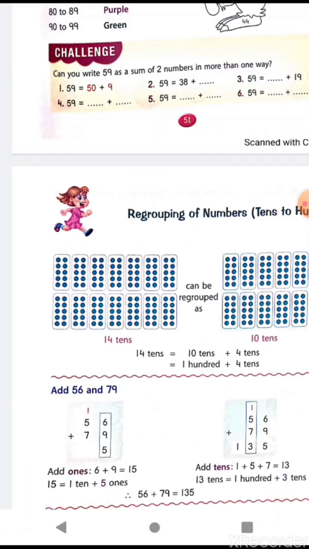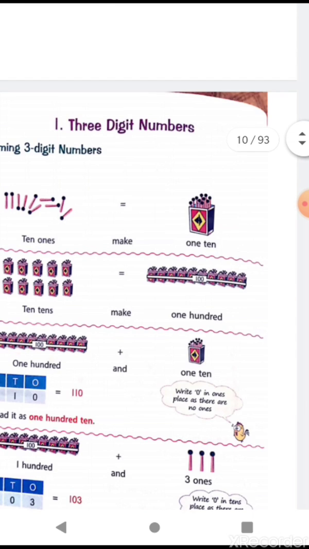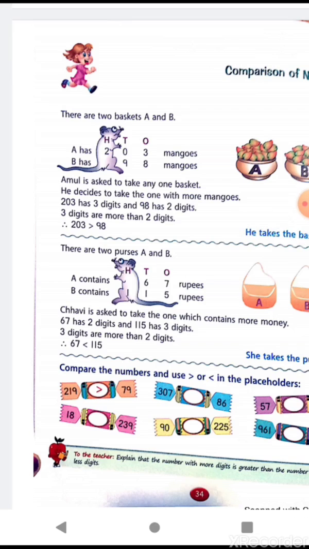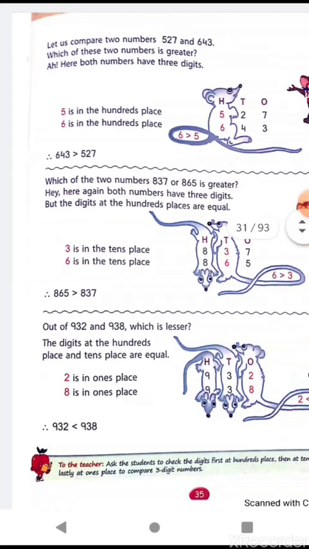Now in this, let us compare, just a minute. Let me find the page, children. Yes. In this, let us compare two numbers 527 and 643.